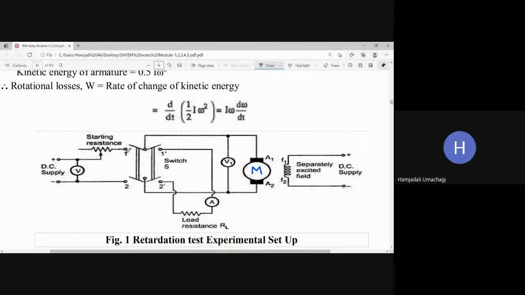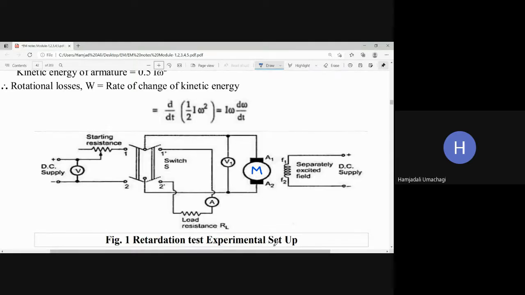Connected to terminal 1 and terminal 2. Later on, in order to slow down the speed of the machine, we should throw the switch to 1 dash and 2 dash. When do we use this 1 dash and 2 dash position of the switch? We will discuss later on. Right now, this is the circuit diagram for retardation test.